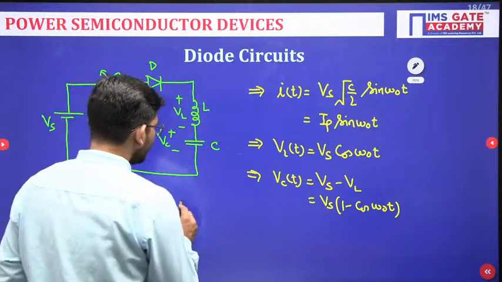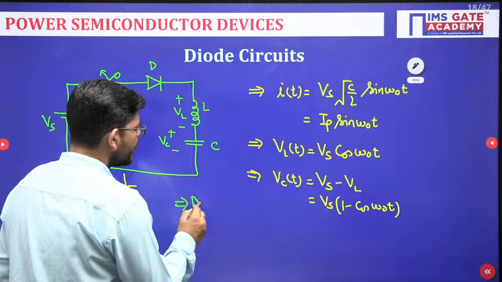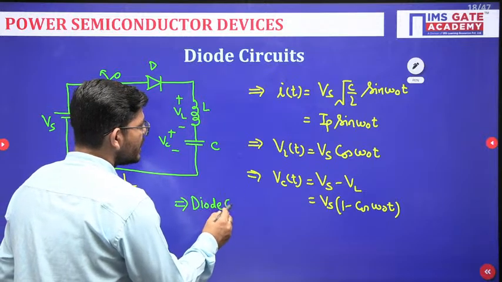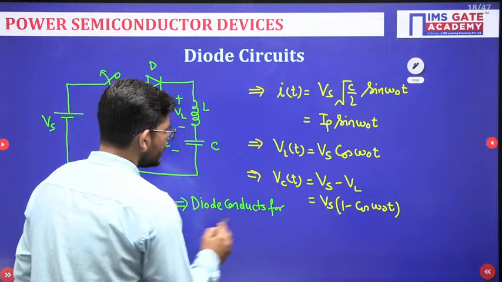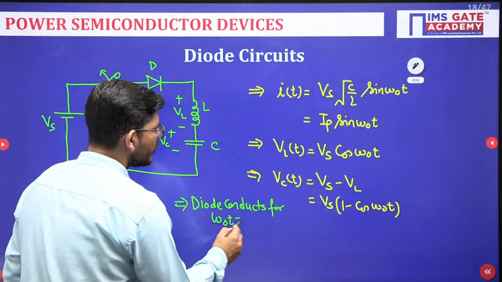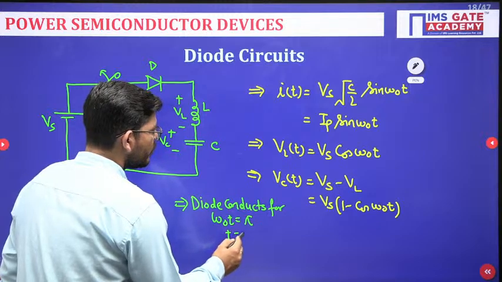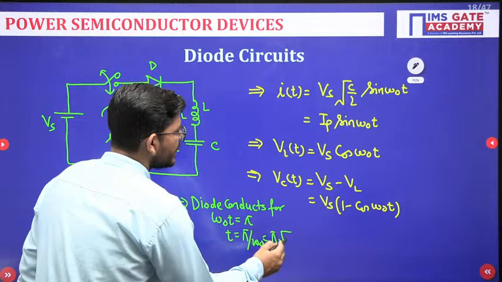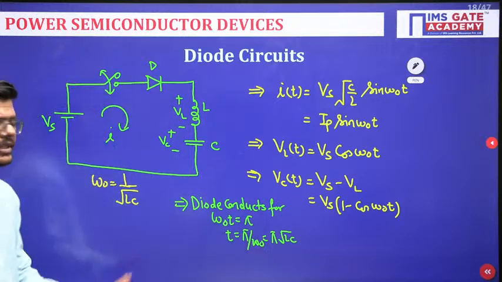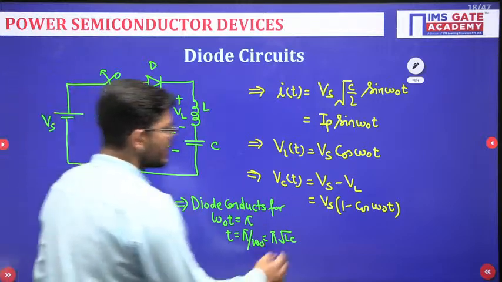Okay. So if I have to answer the question, the diode conducts for omega naught t equal to pi, or t equal to pi upon omega naught, or we can say pi times square root of LC. This is the time for which the diode conducts.